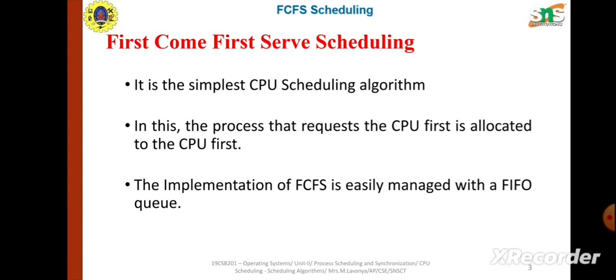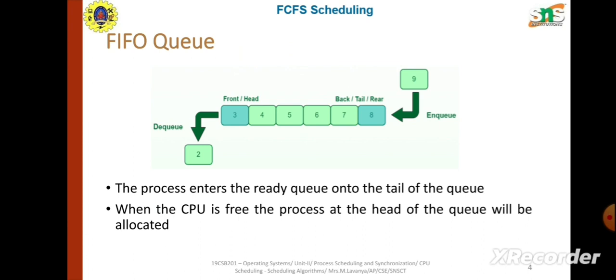This is the basic, simplest scheduling algorithm technique. In this, the process will be allocated to the CPU on the basis of a FIFO queue. What is the FIFO queue? In this FIFO queue, the enqueue of a process will be done at the tail of the queue and the dequeue of a process will be done at the head of the queue. The process which arrives first will be put into the queue and the process which arrives next will be inserted at the back end of the queue.